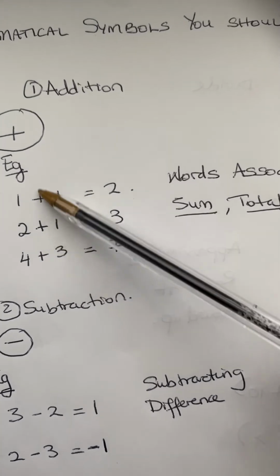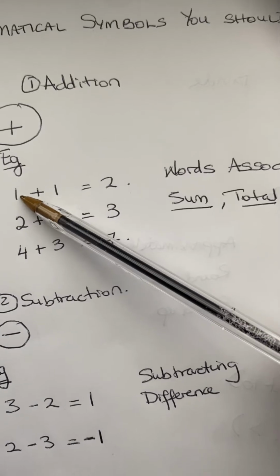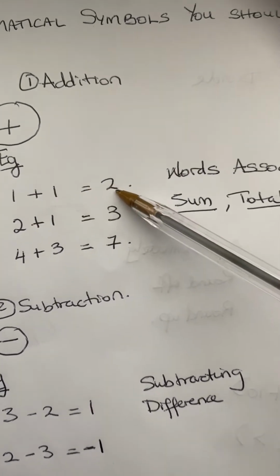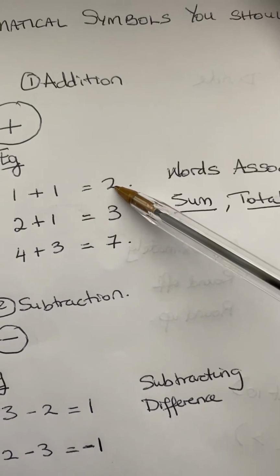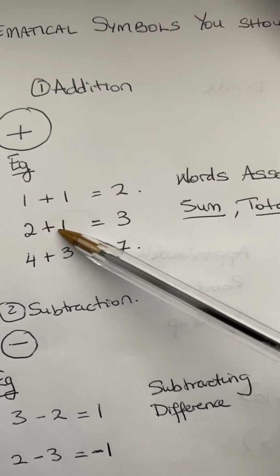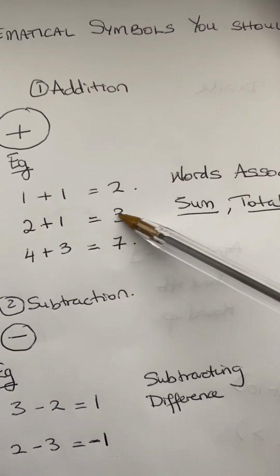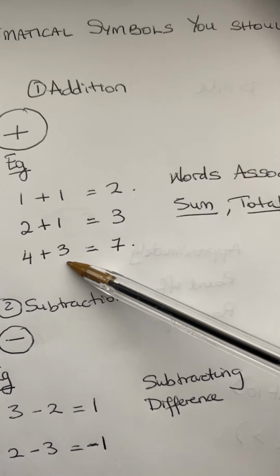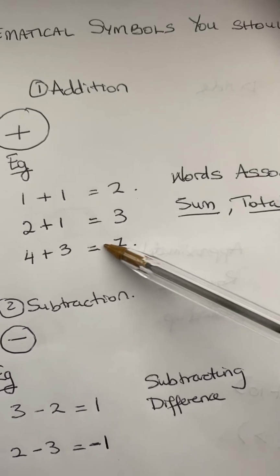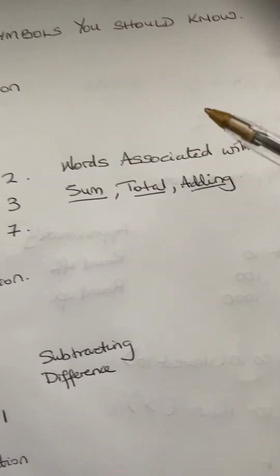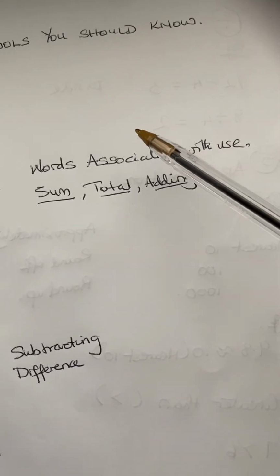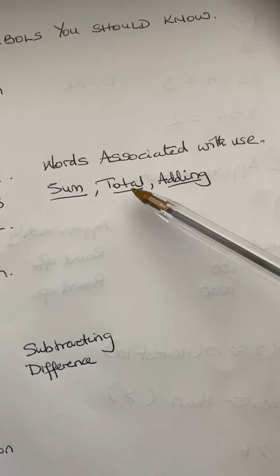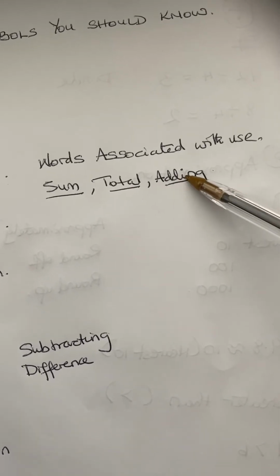So basically what this means is you have a pound and then you add another pound. Now you have 2 pounds. You have 2 pounds, you add another pound, you have 3 pounds. You have 4 pounds, you add 3 pounds, you have 7 pounds. Some of the words that are associated with it are sum, total, and adding.